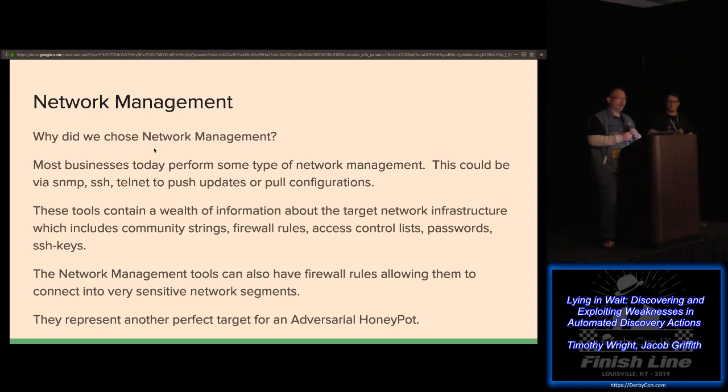The network management tools as well. So again, when we started thinking about these features and looking at vulnerability management, network management, this is where you're going to see your Cisco infrastructure, your firewalls, things like that being managed. And so for us to look at these tools, they're going to have a lot of access, SNMP community strings, SSH access a lot of times.